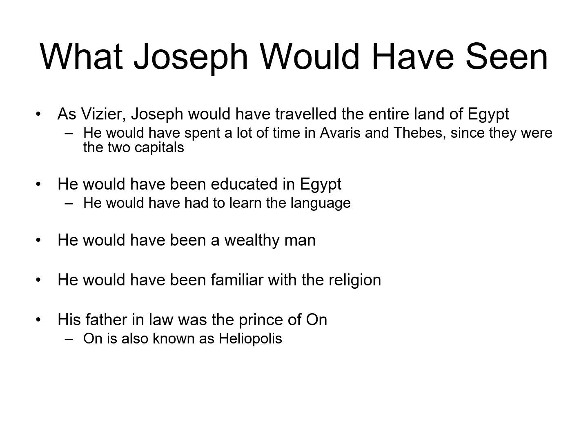He also would have been a wealthy man, since he was number 2 to the pharaoh. He was the first, second only to the pharaoh. Also, his father-in-law was the Prince of On, which is also known as Heliopolis. So he would have been an incredibly well-connected man and would have been intimately familiar with how the nation worked.